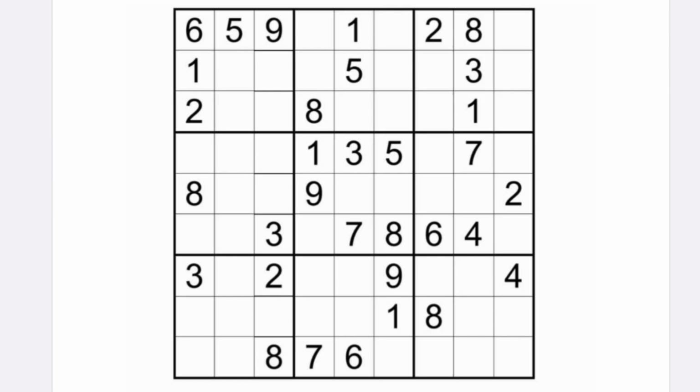Today I will be discussing how to play Sudoku puzzles. The Sudoku puzzle that I am using today is medium level. But before we start, let me share a short background about Sudoku puzzles.